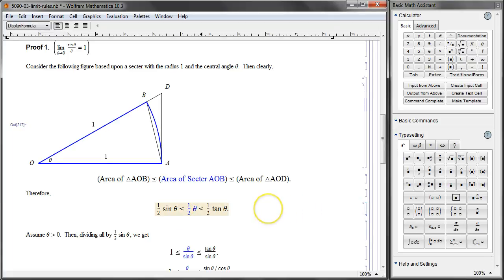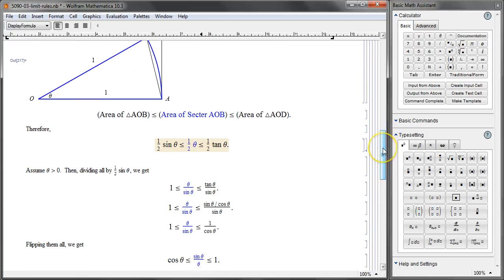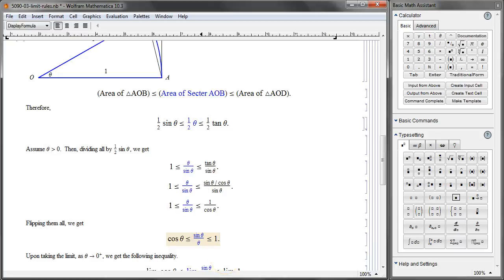Okay, anyway, we start from here, and then we take reciprocal. Divide everything by 1/2 sine of theta. Then we have this. 1/2 is all gone, and the sine of theta was all divided. And tangent of theta divided by sine of theta is, of course, 1 over cosine. Tangent is sine over cosine, and after simplification. Now, flipping everything, we get this. Cosine of theta is less than sine of theta over theta, and in turn, that is less than 1.